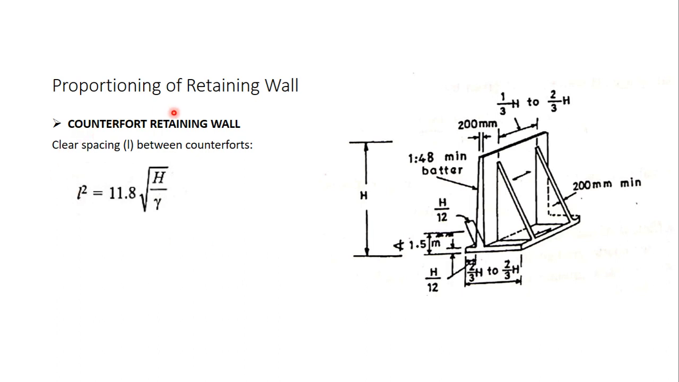Now when it comes to a counterfort retaining wall, all the parameters remain the same as that of the cantilever retaining wall, but here an additional thing that is to be calculated is the spacing between the counterforts. So the spacing between the counterforts is denoted by L, and how do we calculate L? It is given by L squared, which is equal to 11.8 into square root of H by gamma, where H is the height of the backfill and gamma is the unit weight of the soil.